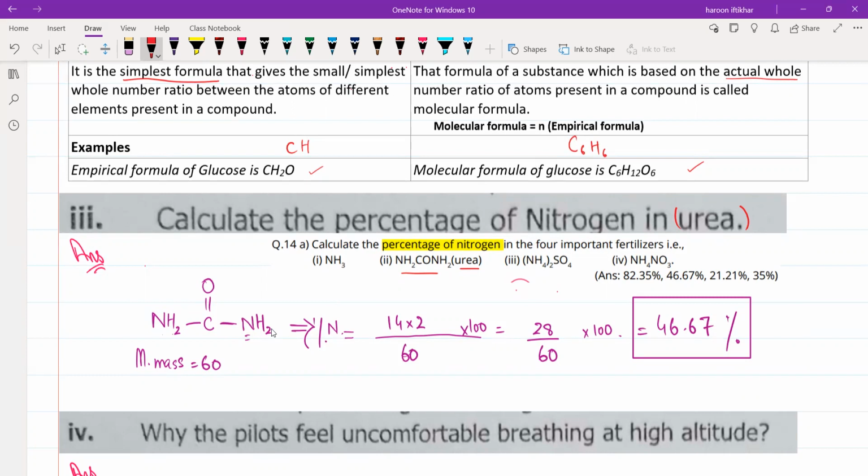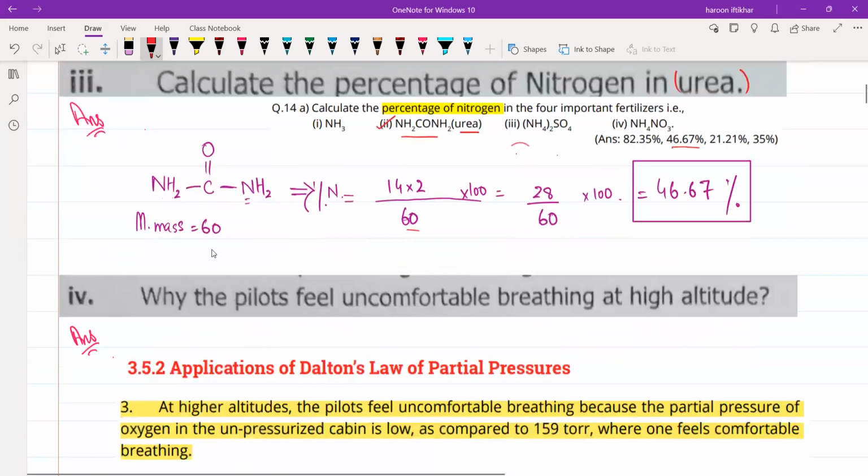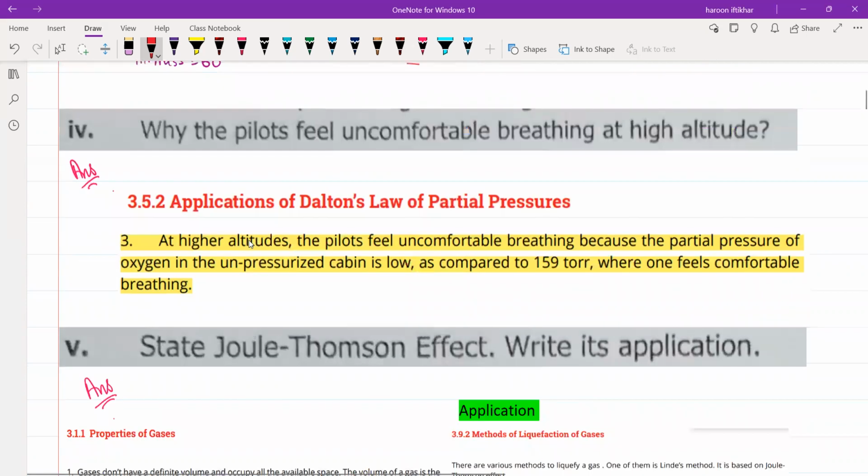It contains 2 nitrogens, and the molecular mass of urea is 60. So we have 2 nitrogen, 14 into 2 divided by 60, that is equal to 28 by 60 into 100. So we'll get 46.67% nitrogen in urea.